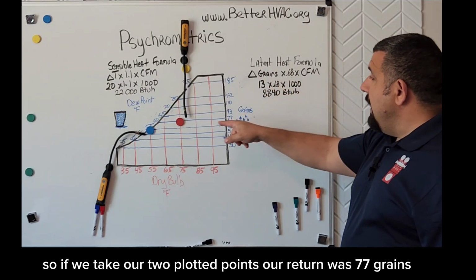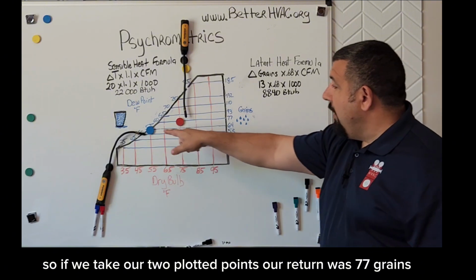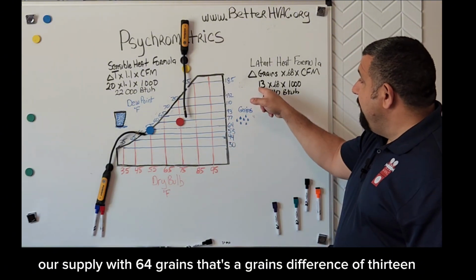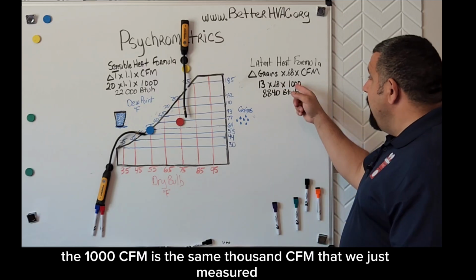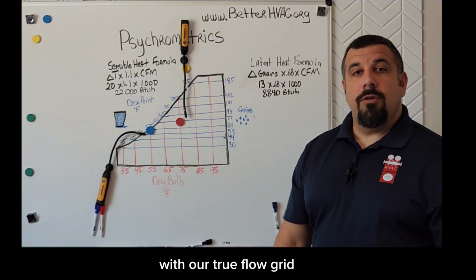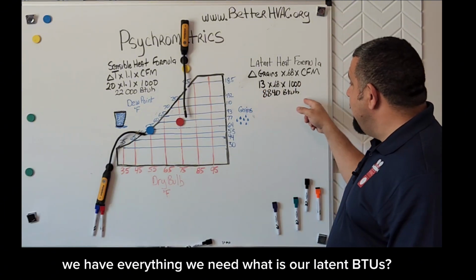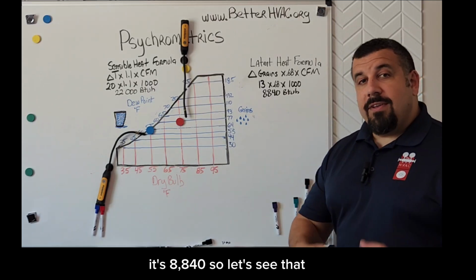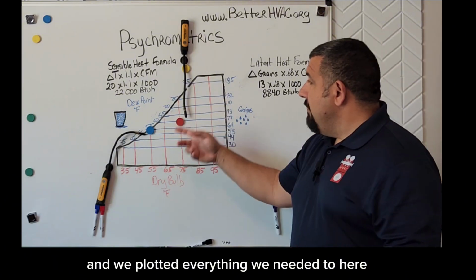So if we take our two plotted points, our return was 77 grains, our supply was 64 grains, that's a grains difference of 13. The 0.68 stays the same. The 1,000 CFM is the same 1,000 CFM that we just measured with our TrueFlow Grid. We have everything we need. What is our latent BTUs? It's 8,840. So let's say that we had a 2.5 ton unit, and we plotted everything we needed to here.